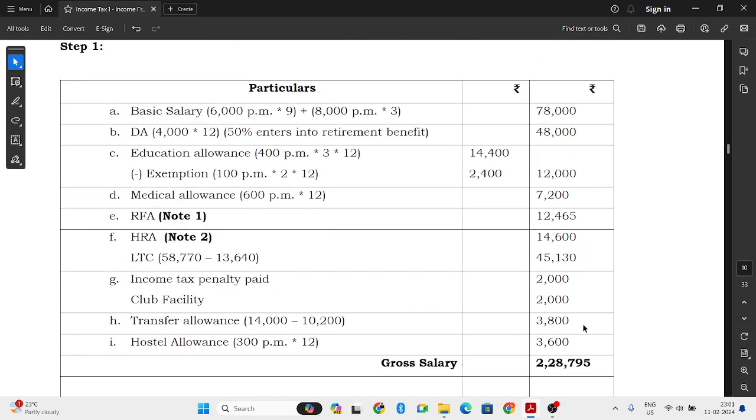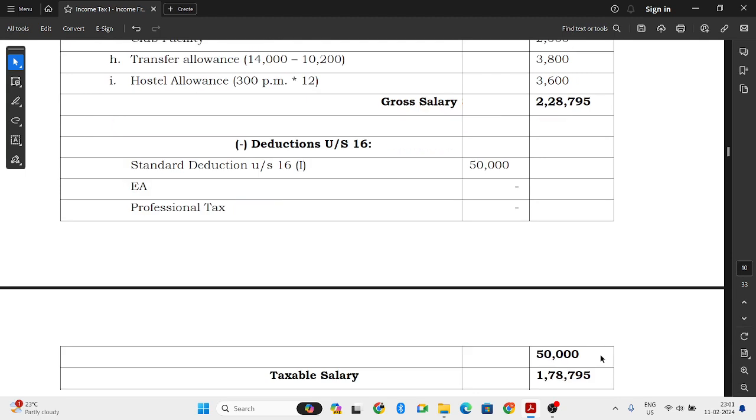When you add everything, you will get 2,28,795. For that, he'll get deductions under section 16. So only standard deduction will be given, 50,000. So 2,28,795 minus 50,000, the remaining amount 1,78,795 will be taxable.